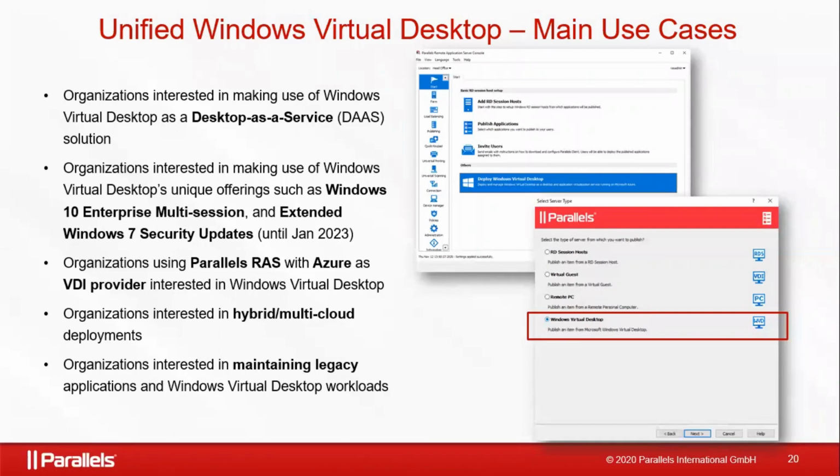Of course, for the organizations that are using Parallels RAS with Azure, they are also interested in this kind of solution, because we have integrated with Azure WVD, and it also shows inside this version 18. And if the organization is interested in hybrid deployment, such as having an on-prem server and also a cloud server, Parallels gives them a single pane of glass to control the access to the servers as well.